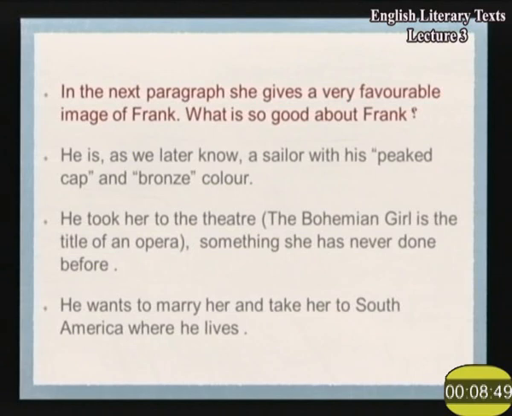He took her to the theater. The Bohemian Girl is the title of an opera. Again, something that is unthought of within her family. She seems to spend all her time working in the shop and working at home. And so taking her to the theater was such a pleasure and a good thing. And he wants to marry her and take her to South America where he lives.